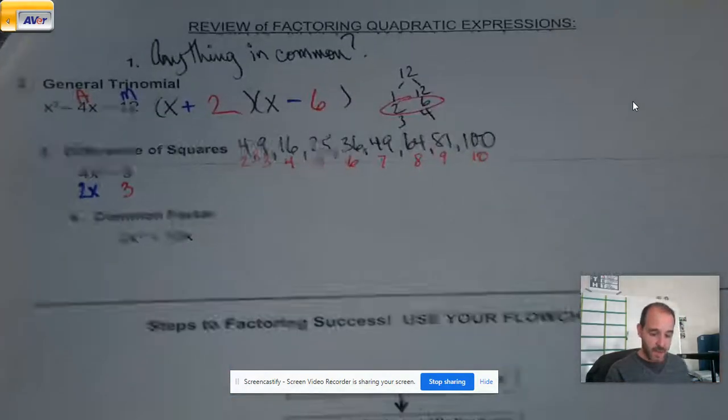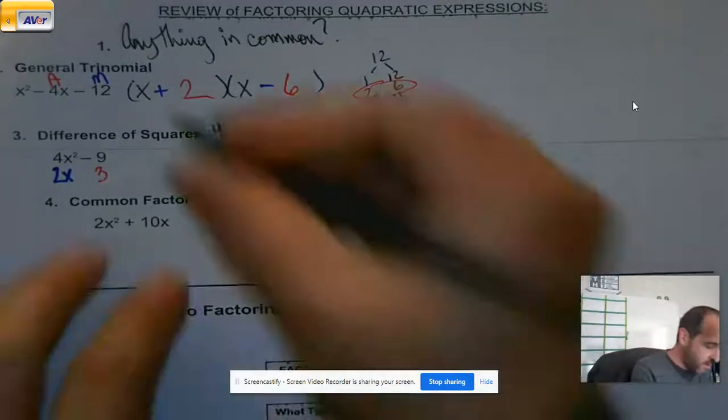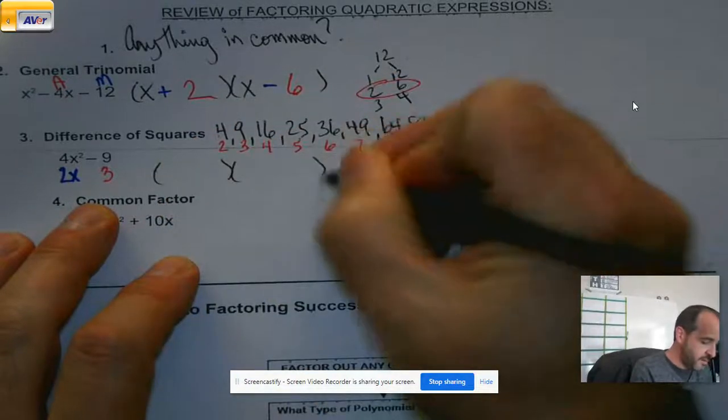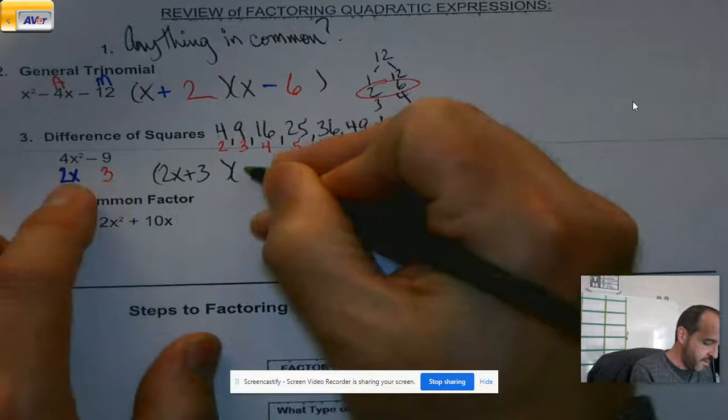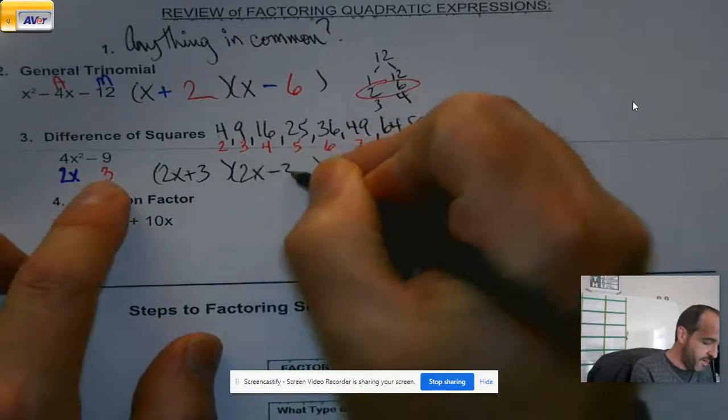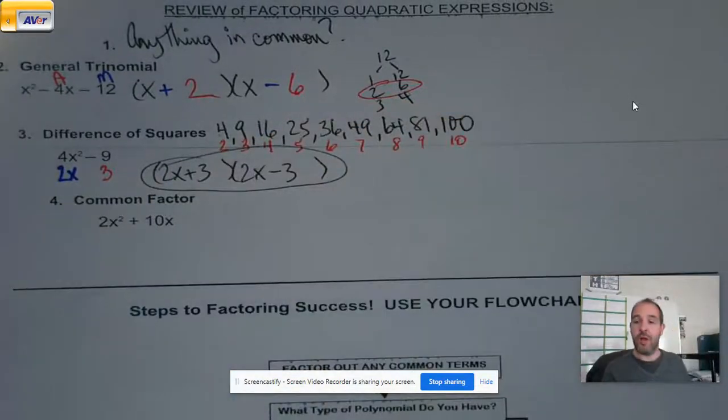So we come back to here. And we go, okay, 2 sets of parentheses. First term plus second term. First term minus second term. And we're done. But you'll always have that flow chart available to you with your note packet. So, not a bad deal.